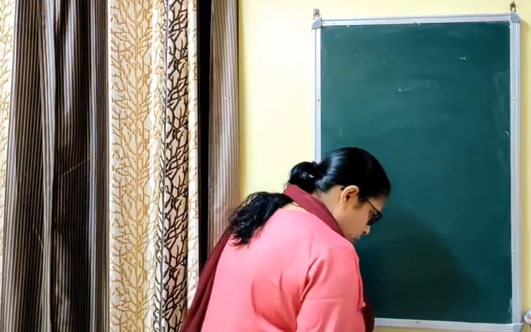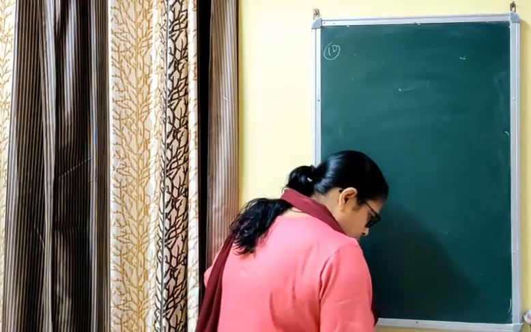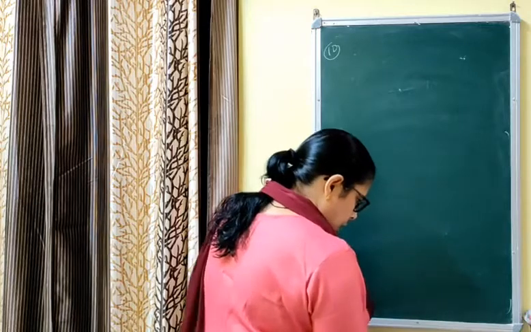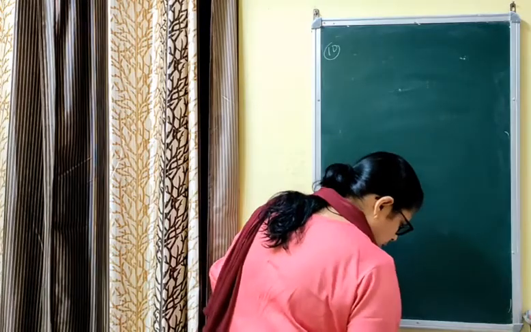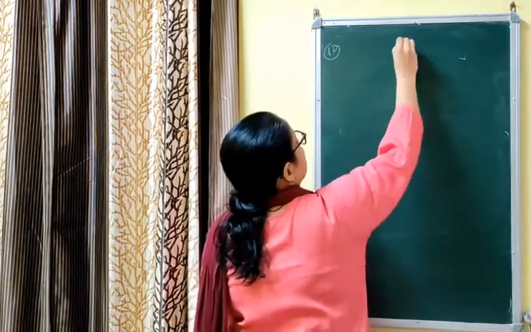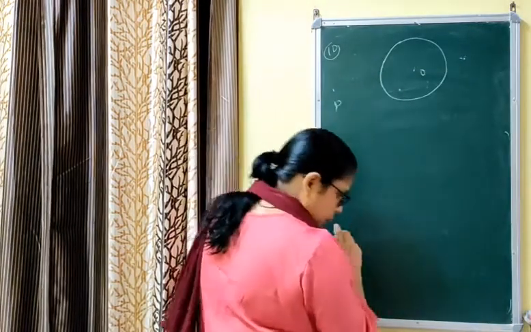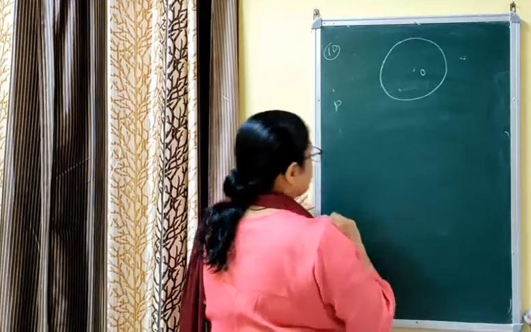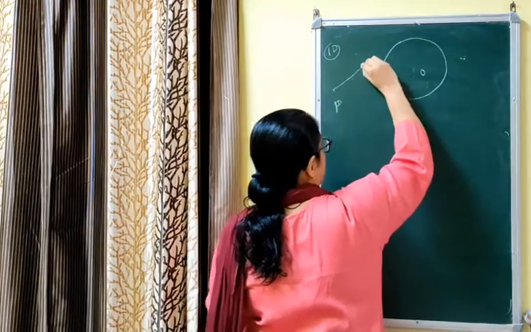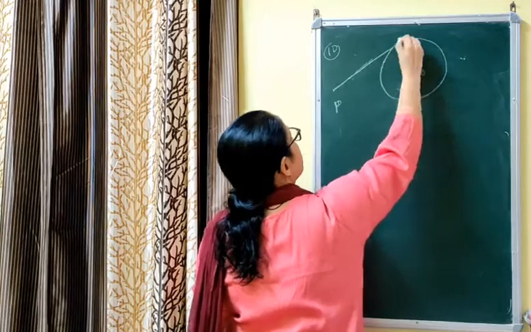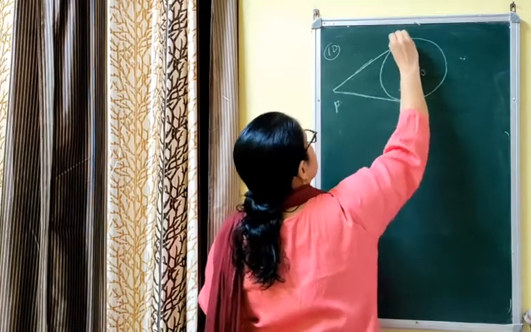Next question is, question number 10, prove that the angle between the two tangents drawn from an external point to a circle is supplementary to the angle subtended by the line segment joining the points of contact. What is the meaning of the question? You are given a circle with center O. There is the angle between two tangents drawn from an external point. External point से जो tangent बनता है उसके बीच का angle. That means we have to draw two tangents from the external point. I am taking external point as P. This is P and this is PA and this is PB.